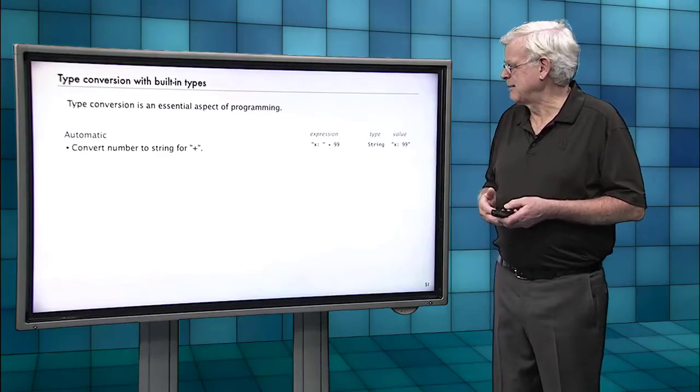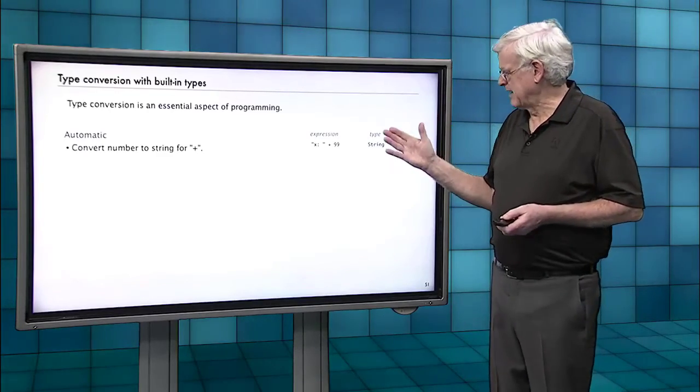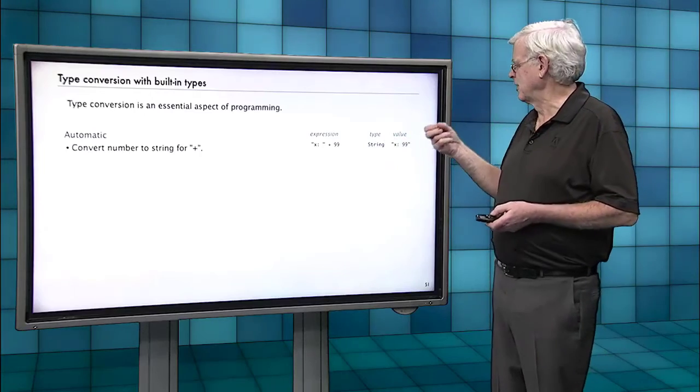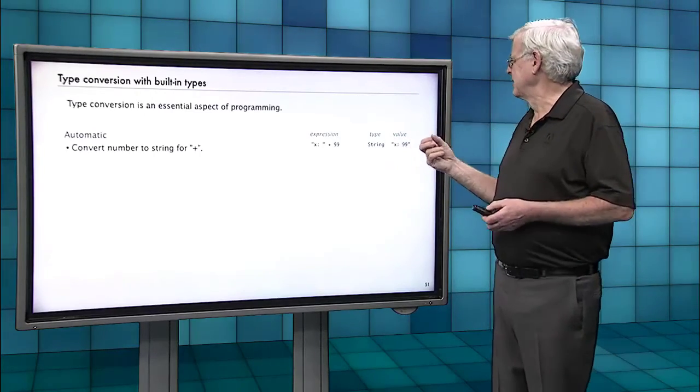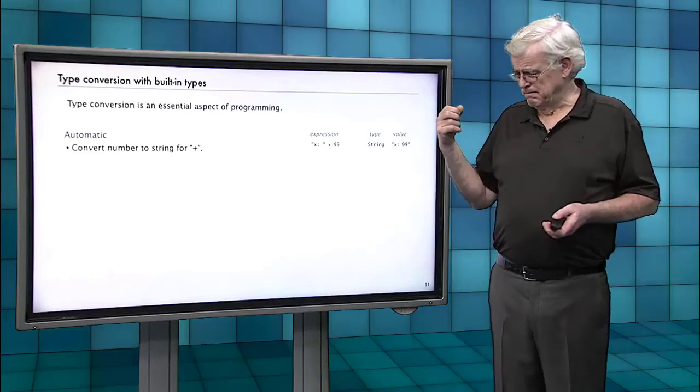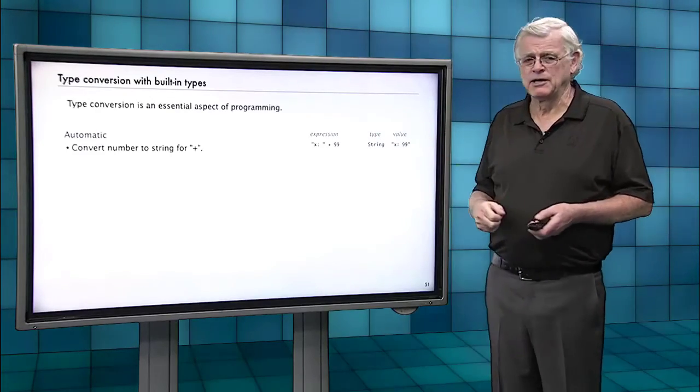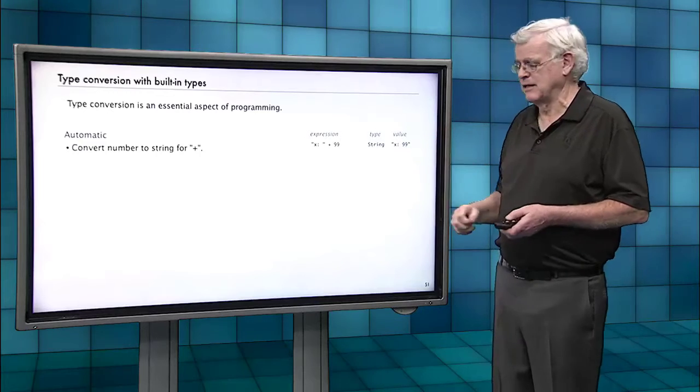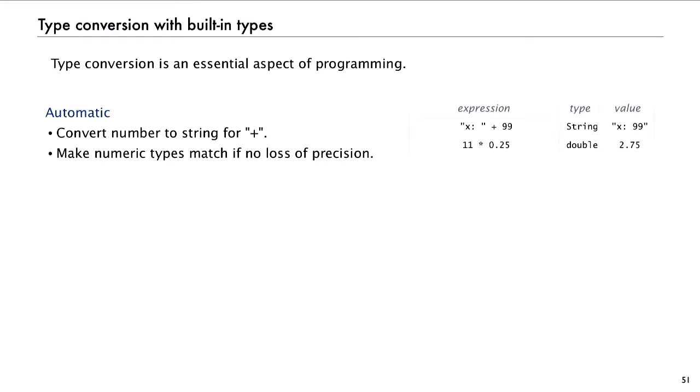There's 3 ways that it can happen. So we've already talked about automatic. If we have plus and one of the arguments is a string and the other is a number, it's automatically going to convert that number to a string to get the concatenation done. If you're trying to use a float and an integer in the same expression, it'll go ahead and make the conversion if there's not going to be any loss of precision. So 11 times 0.25, it'll convert the 11 to a float, and that'll be the right type, and it can perform the operation.